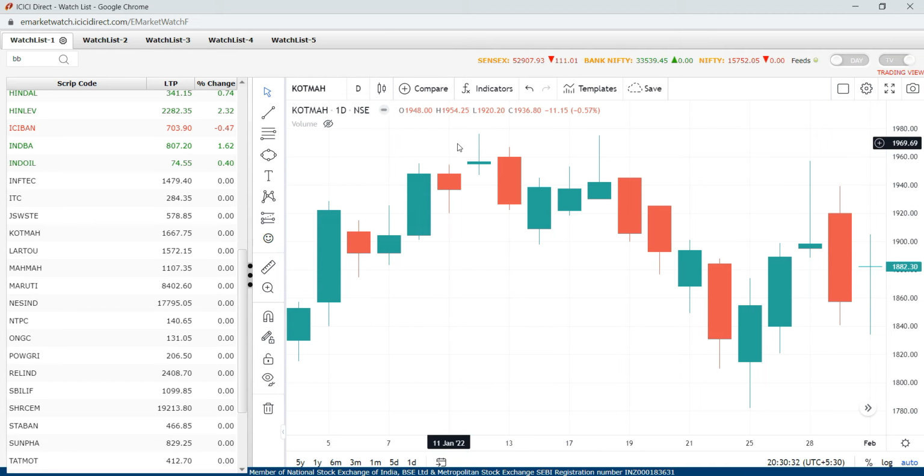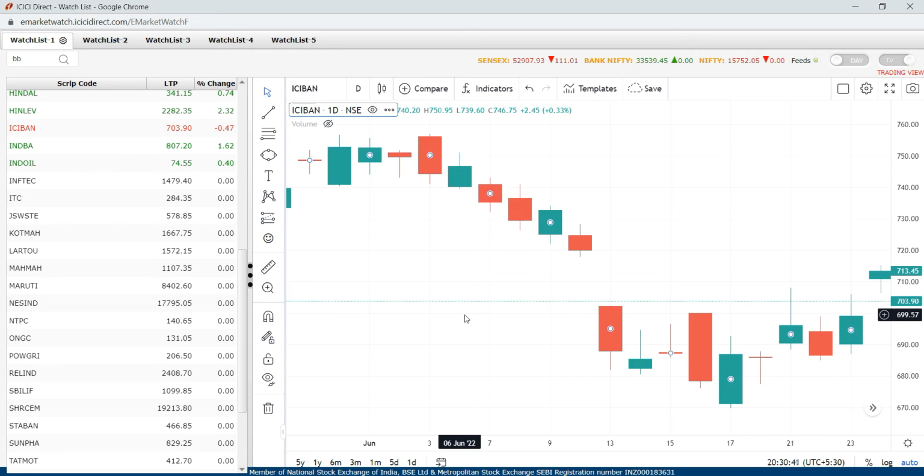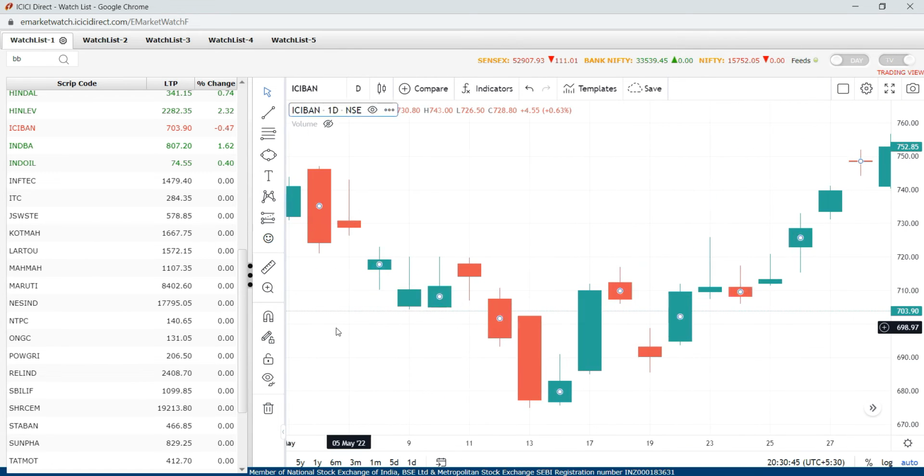So let's analyze one more stock to find an evening star. Let me take ICICI Bank and understand if we can find any good trades on that.